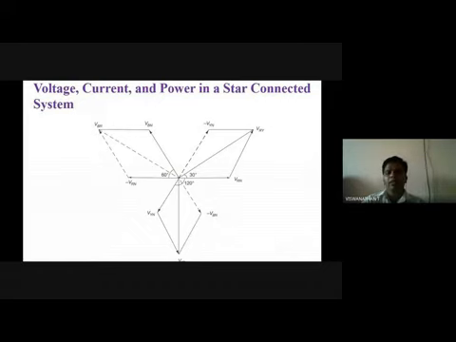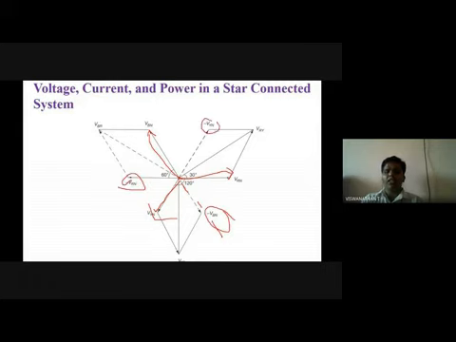So this is the basic reference. The dotted line indicates a minus. VBN means minus VBN, VRN is minus VRN, VYN is minus VYN. So what is VRY? It is nothing but the difference. The vector difference is just the summing of these two.